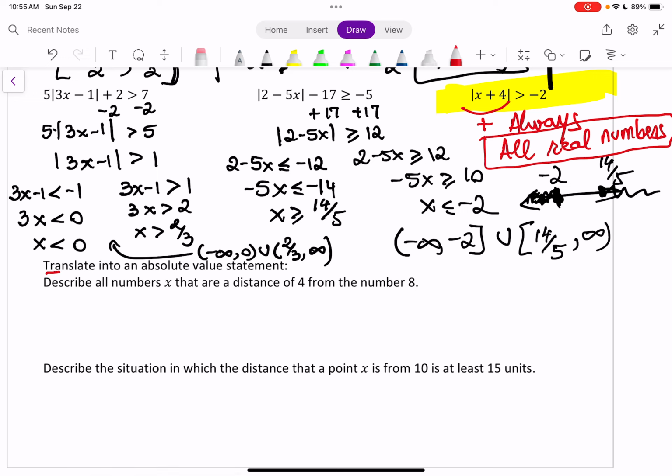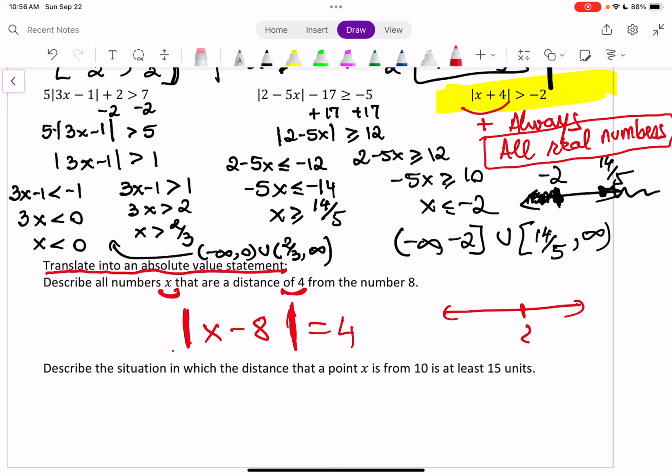All right, and here just again, what does an absolute value really sound like in real life? So it says describe all numbers x that are a distance of 4. So the absolute value is 4. The distance, remember, the absolute value of something is the distance. So the distance is 4, and these numbers x are a distance of 4 from 8. So if you think about it, here's the number 8. Which values are 4 units away from 8?